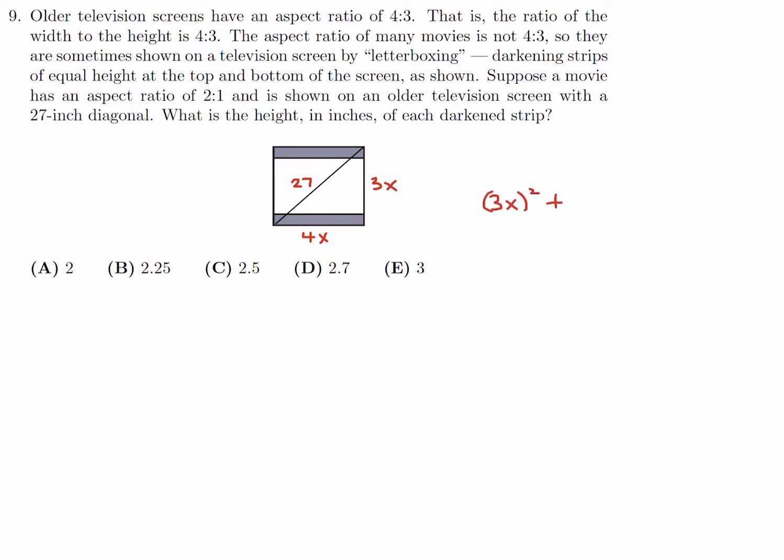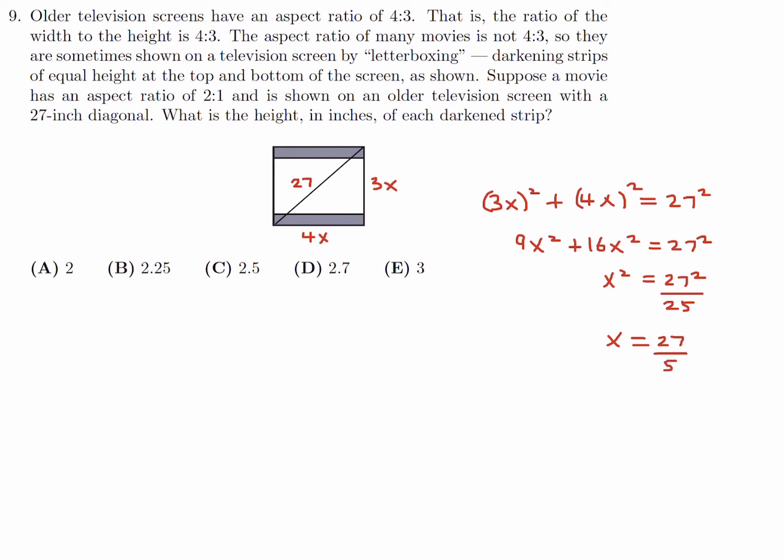We got 3x squared plus 4x squared is equal to 27 squared. 9x squared plus 16x squared is equal to 27 squared. And solving for x squared, we get 27 squared over 25, and therefore x is equal to 27 over 5.